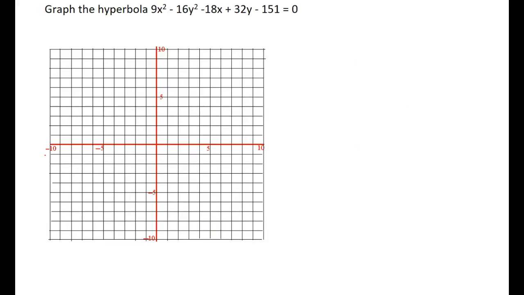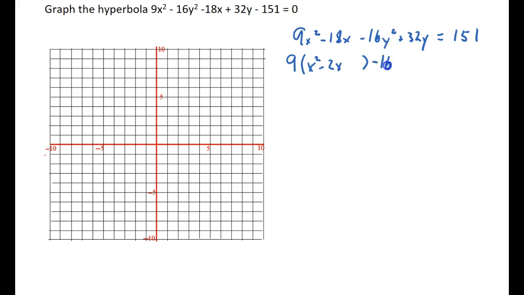Now in this example, we do not have an equation in standard form, so we've got to make it in standard form. So here we go. Let's group the x terms together, group the y terms together, and put everything else on the other side. Factor out a 9, leave a space, factor out a negative 16. So when I factor a negative 16 out of positive 32, I'm going to get a minus 2y, leave a space, equals 151. Okay, so let's complete the square.